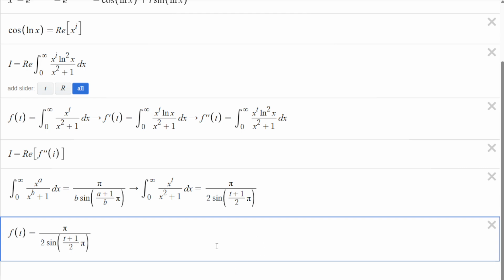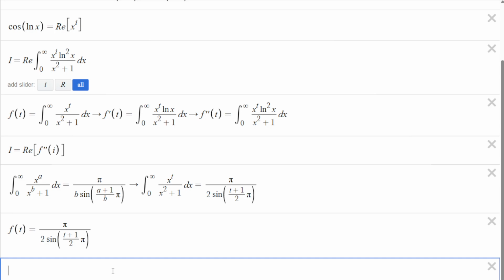Let's see, what do we do now? Well, we don't want f of t. We want f double prime of t. So we're going to need to take 2 derivatives of this. Now, this is kind of a nasty thing to take a derivative of, but it's a very mechanical process. And if you know how to take derivatives, you can take 2 derivatives of this.